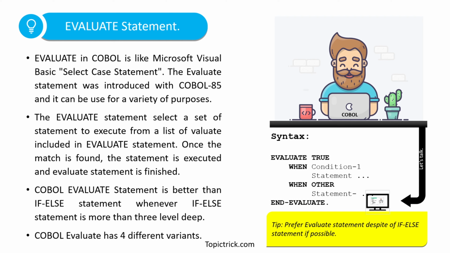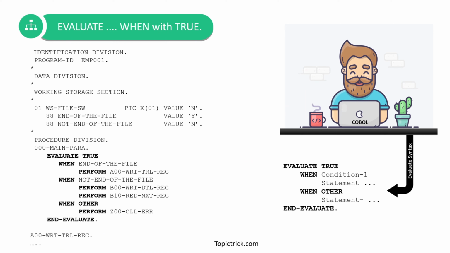Before we move to the example part, I would like to highlight again that the evaluate statement has 4 different variants, and I've created a separate video on that so that you can have a better understanding of each and every variant. In this example we'll only discuss the generic form of an evaluate statement. So let's look at the example now. This example is basically a snippet of an actual program, so this is not a complete program.